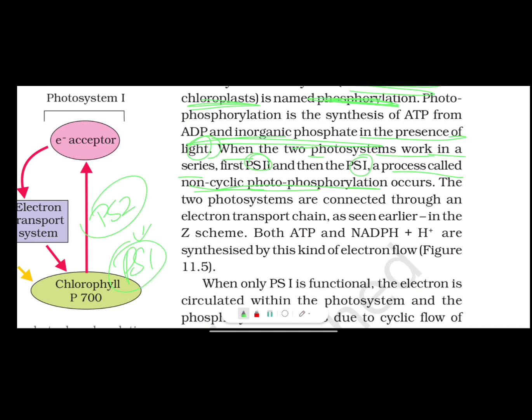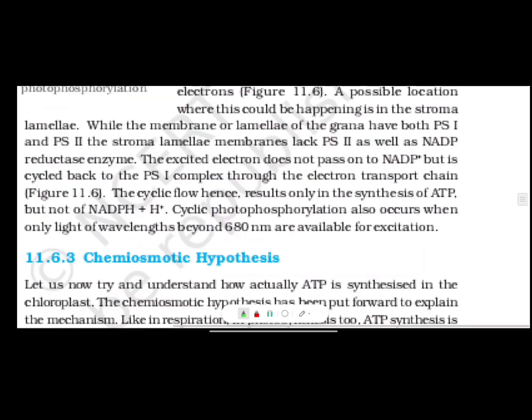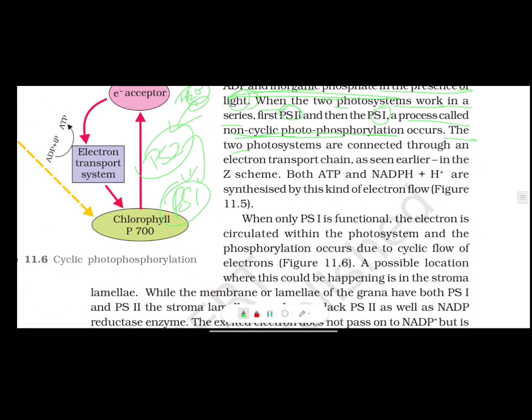This is a cycle, and it gains some electrons from H2O, water splitting, and this gives some electrons. All these are cyclic. The two photosystems are connected through an electron transport chain, as seen earlier in the Z scheme. Both ATP and NADPH are synthesized by this kind of electron flow.